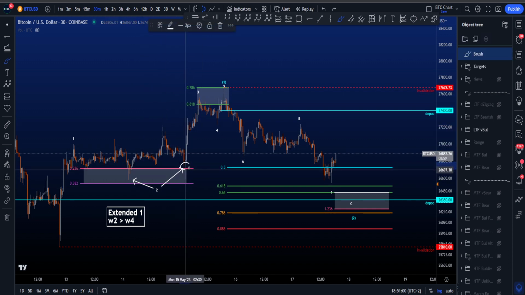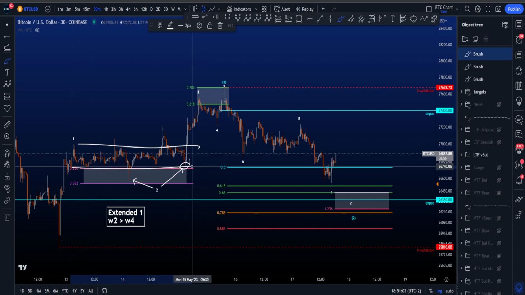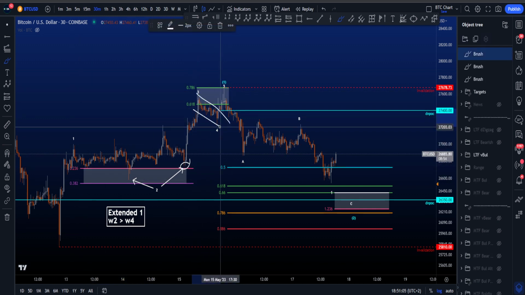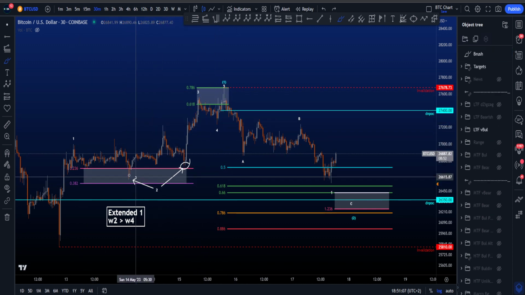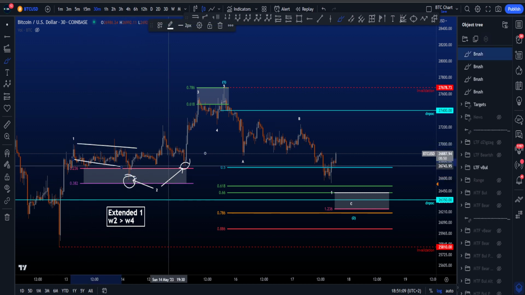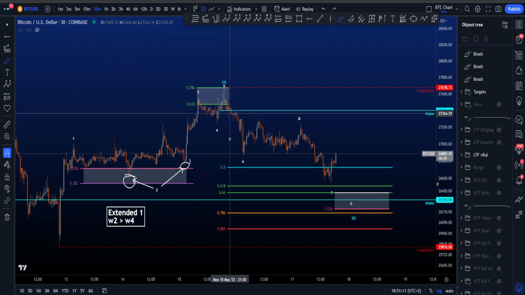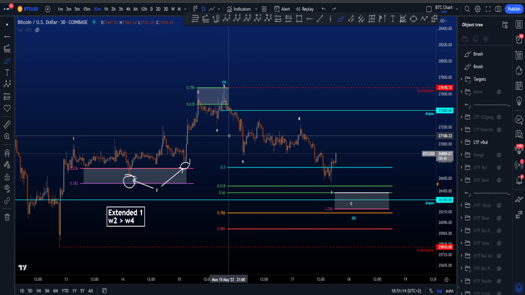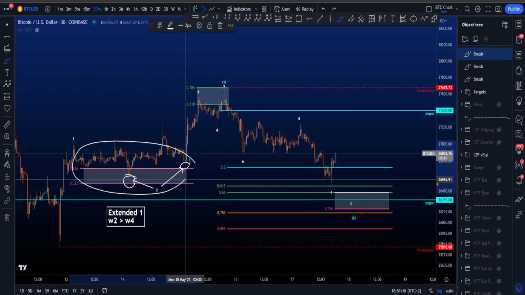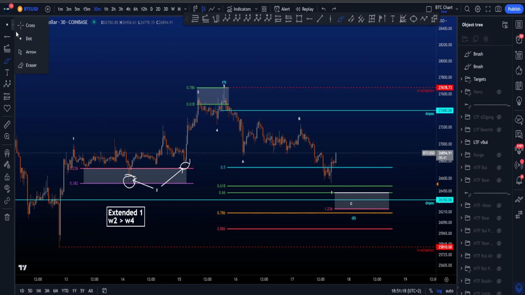But if we put wave 2 over here, then wave 2 is incredibly long in time compared to wave 4. And usually, even if you put wave 2, by the way, over here, this wave 2 is still longer than wave 4. And usually a wave 4 takes more time to form than a wave 2. So that is a bit of a problem in the bullish scenario.